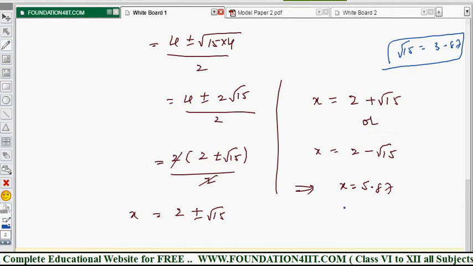And one more, x is equal to 2 minus root 15, that means minus 1.89. Then for both, by simplification, it is approximately 5.9, and this is minus 1.9, up to two significant figures. So we can solve this.